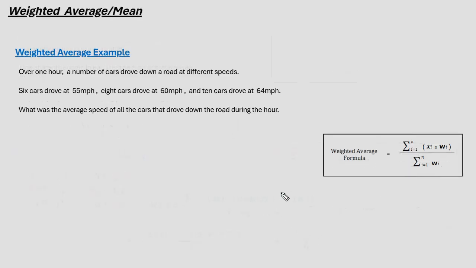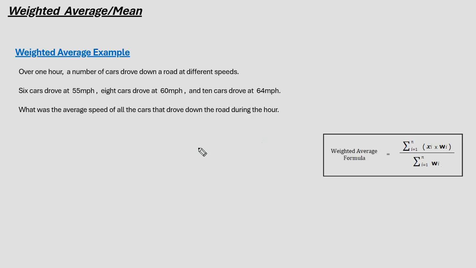We can also now look at one more example of working out a weighted average. And in this example, rather than school test results, we have the speed of cars. A number of cars drive down a road at different speeds over 1 hour. We have 6 cars at 55 miles per hour, 8 cars at 60 miles per hour, and 10 cars at 64 miles per hour. So to work out the overall average speed of the cars together, we need to work out a weighted average, as they are driving in different groups at different speeds.